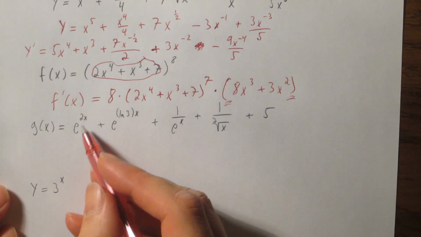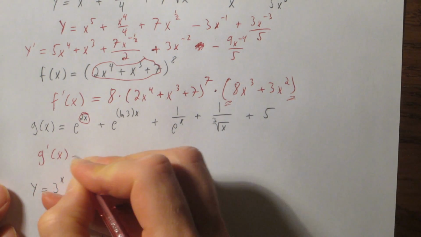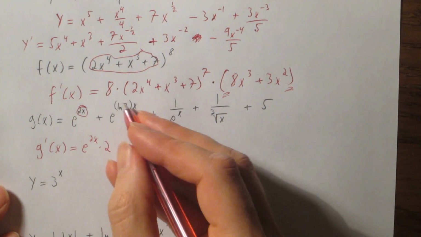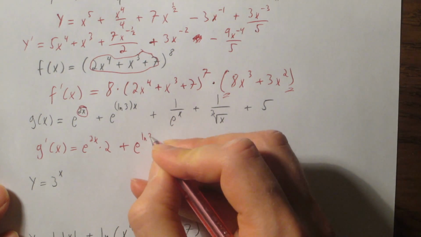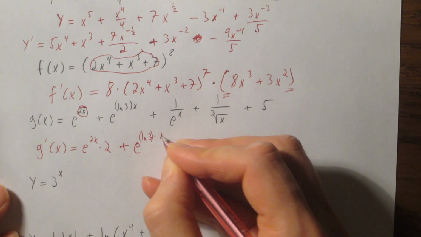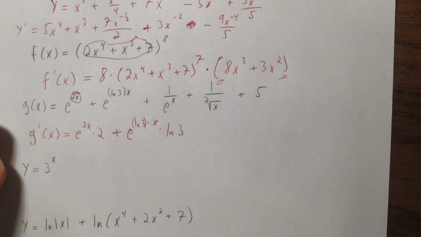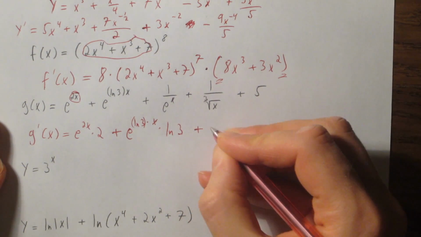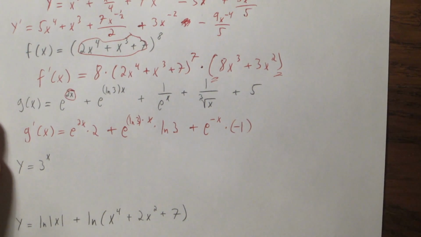To differentiate e to the power of 2x, you use the chain rule, so it's e to the power of something, to get e to the power of 2x times 2, a factor 2 popping up. Similarly, ln 3 is just a number, so you can do it in exactly the same way. ln 3 is just an element of the set of real numbers. This guy is e to the power of minus x. So here we get a factor minus 1 popping up.